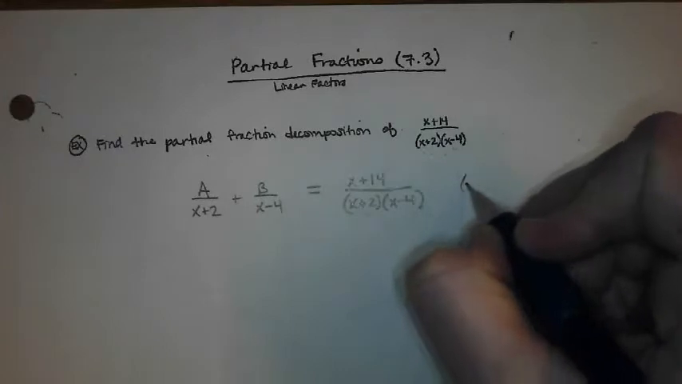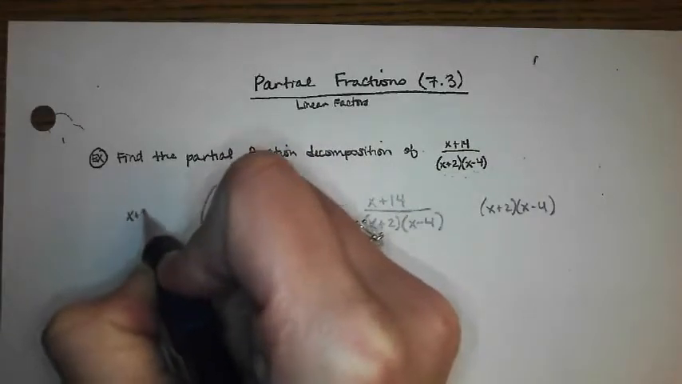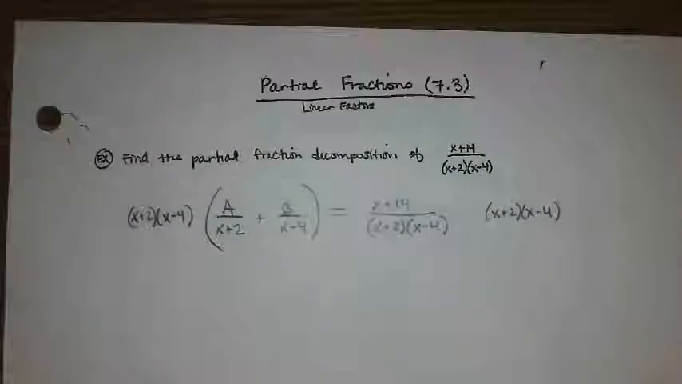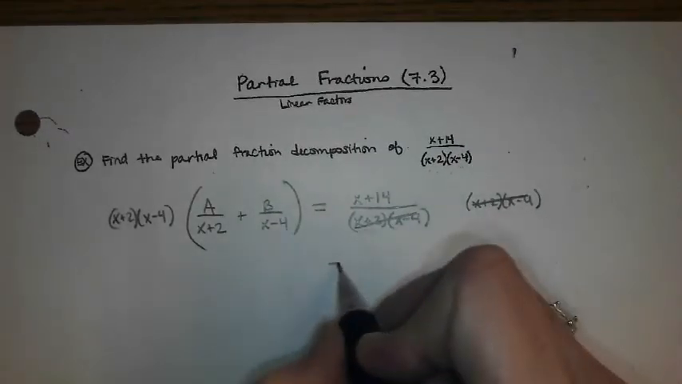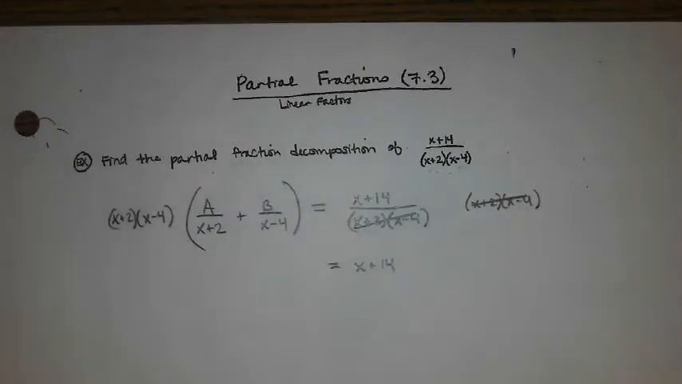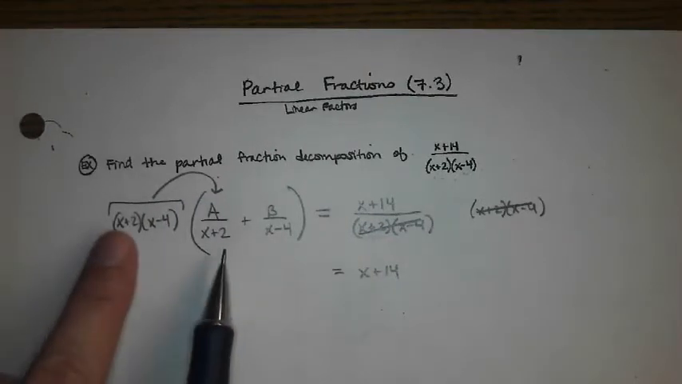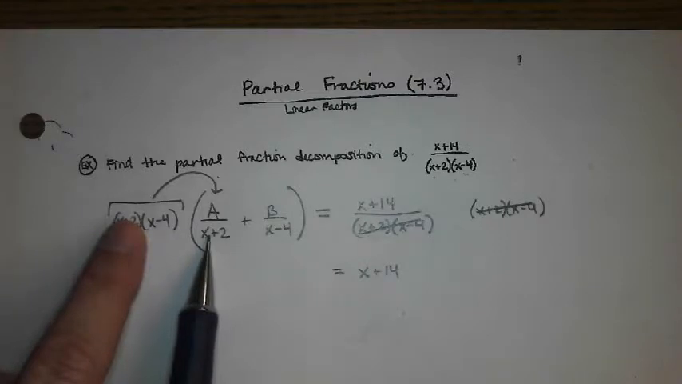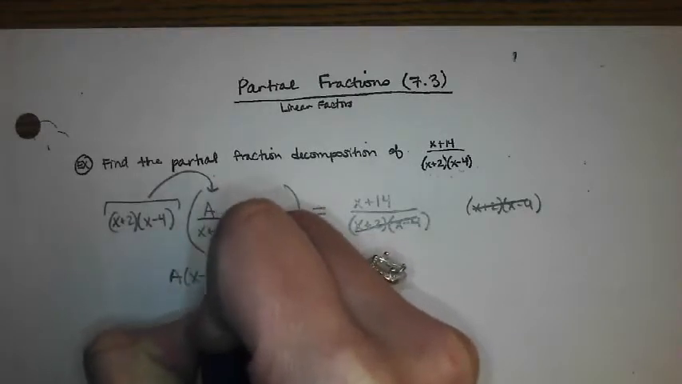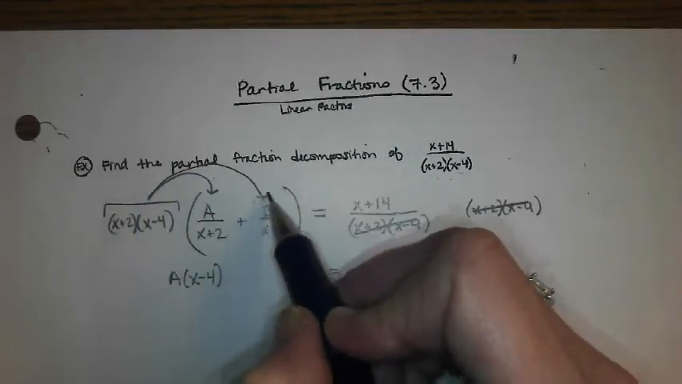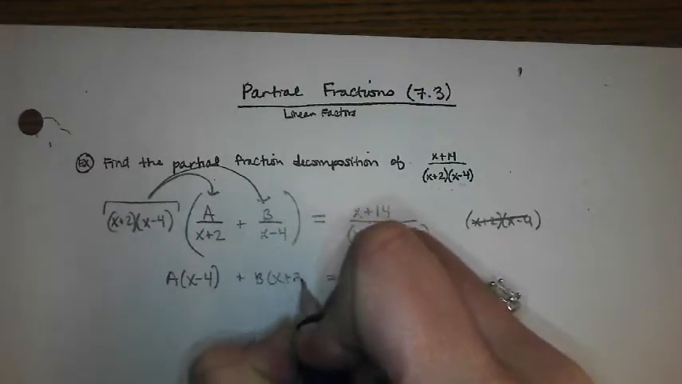So we're going to multiply both sides by x plus 2, x minus 4 on the right, and x plus 2, x minus 4 on the left. On the right, that's going to cancel that completely. So you just have x plus 14. On the left, when you distribute this to the first fraction, the x plus 2's are going to cancel, right? And when the x plus 2's cancel, you're left with A times x minus 4. On your distribution to the B term, your x minus 4's are going to cancel, leaving a B with an x plus 2.